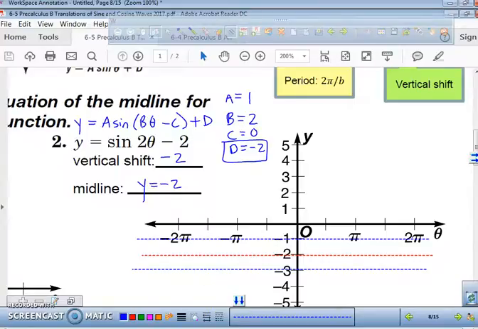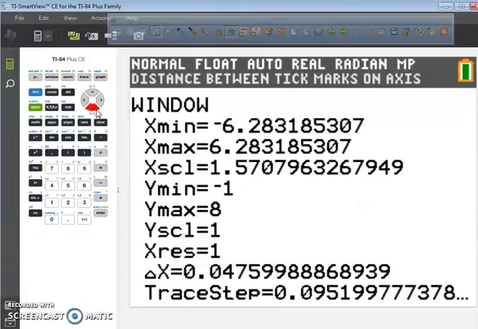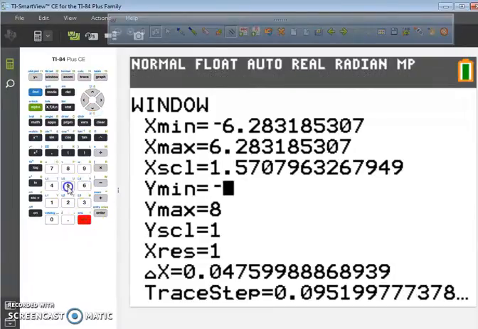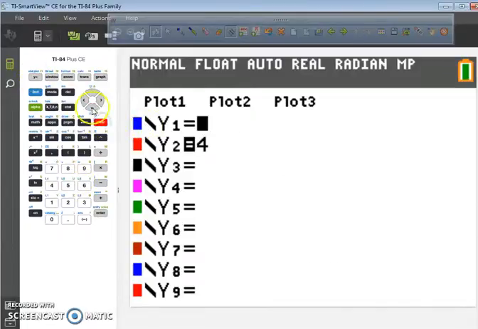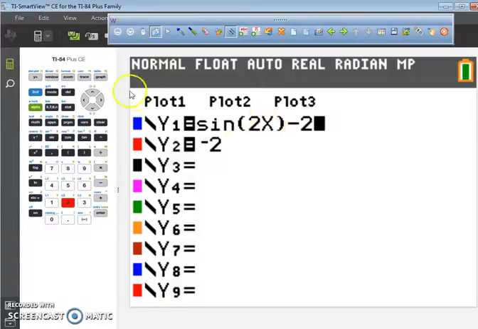So I'm going to change my window, and I'll help you guys out. We're going to keep the x minimum the same, the x maximum the same, and just keep the x scale the same. I'm going to go down to negative 5 and up to positive 5. I'm changing my midline. What's my new midline now? Negative 2. My graph is going to be sine of 2x, close parentheses, minus 2. Just remember, the x just represents theta. And I'm going to hit graph.